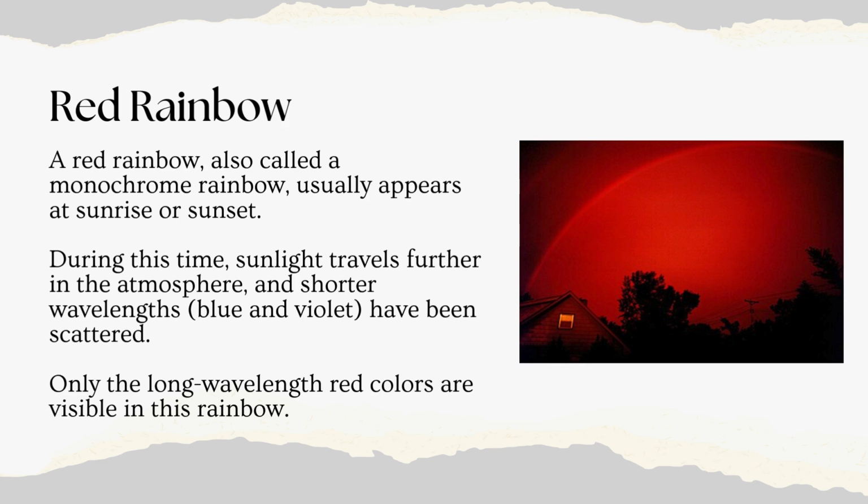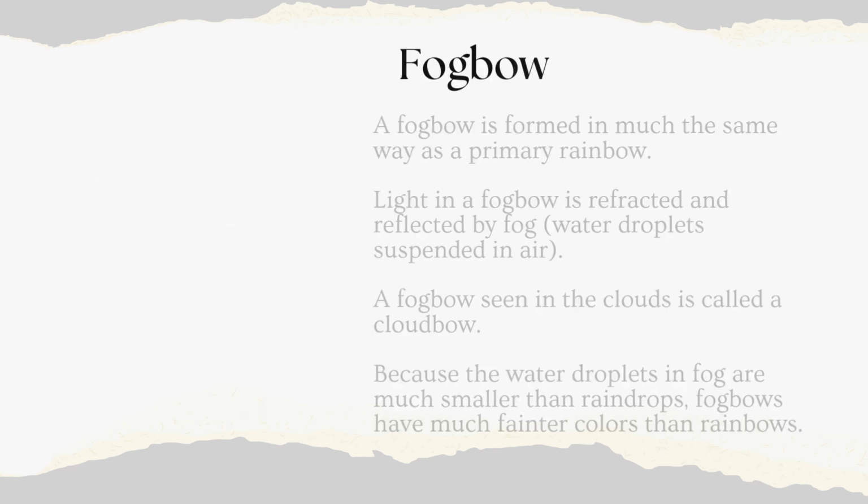Red rainbow. A red rainbow, also called a monochrome rainbow, usually appears at sunrise or sunset. During this time, sunlight travels further in the atmosphere, and shorter wavelengths have been scattered. Only the long wavelength red colors are visible in this rainbow.